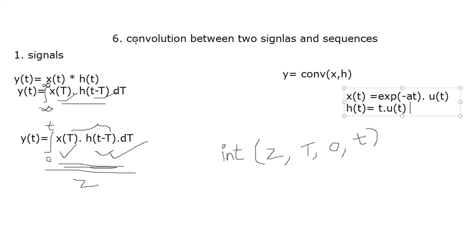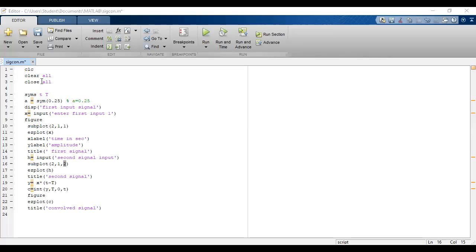Now let us go for programming. Yeah, here is the program. Anyhow, these three instructions are common. And what are the variables I'm using in the implementation of that integration? Time variable t and dummy variable T. After that, one constant a I'm declaring as 0.25.